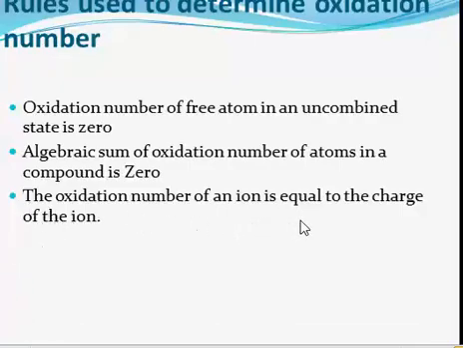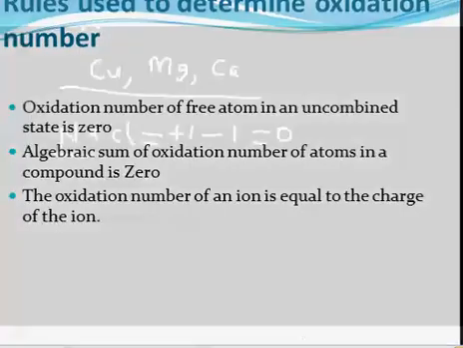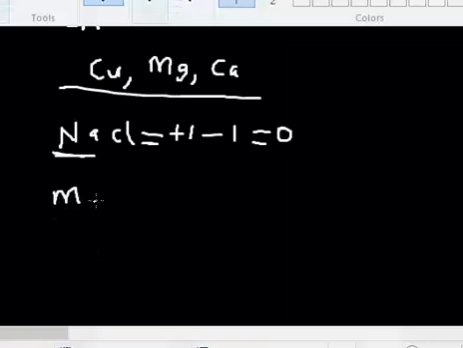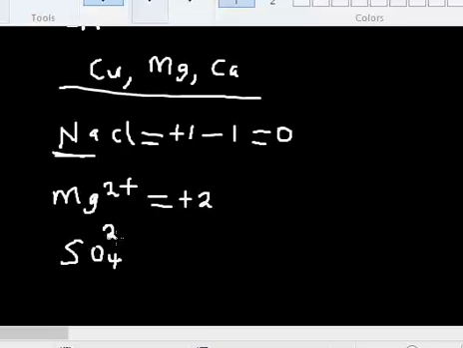Then, the oxidation number of an ion is equal to the charge of the ion. So if I have an ion, let's say Mg2+, the oxidation number of Mg2+ is just +2. If I have a radical, let's say SO4 2-, the oxidation number is -2. So please take note of that.